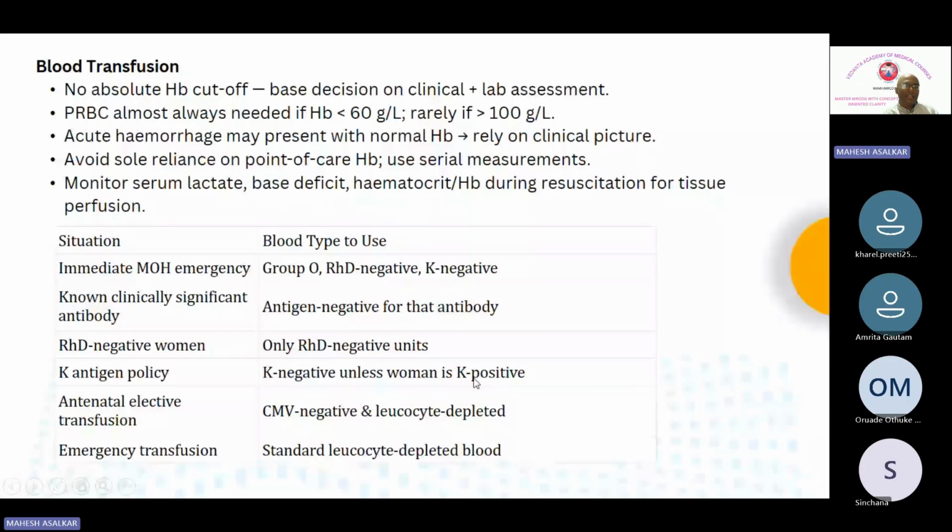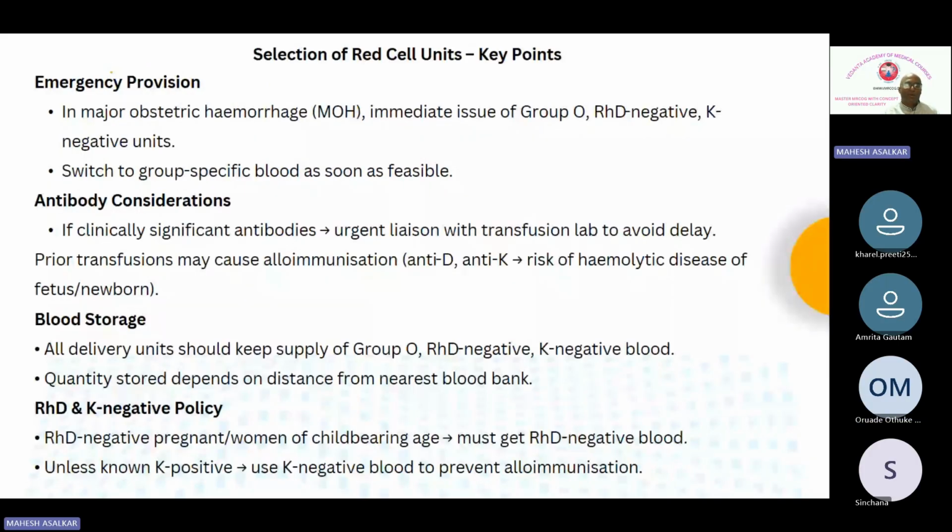Then antenatal elective transfusion, CMV negative and leukocyte depleted. So if it is an elective transfusion, then CMV negative and leukocyte depleted blood. But in emergency, O negative, K negative. If she is positive for some antibody, the antigen should be negative. In emergency, standard leukocyte depleted blood is used. Then selection of the red cell units, we have just seen this, O negative and Rh negative.